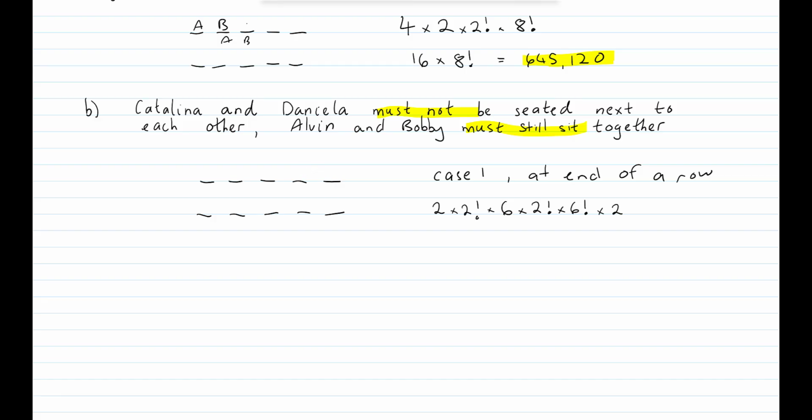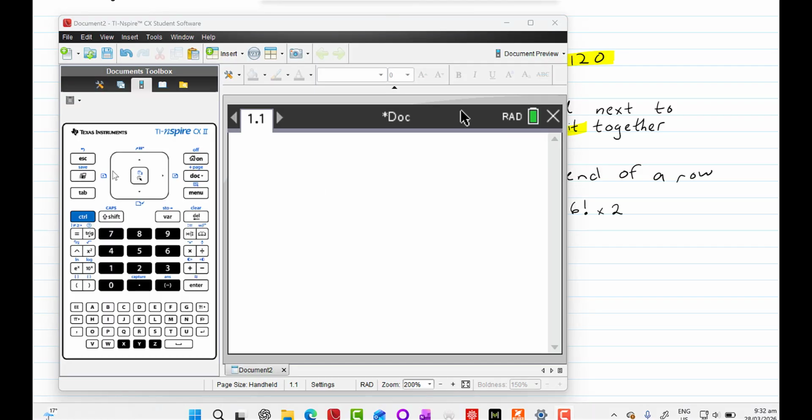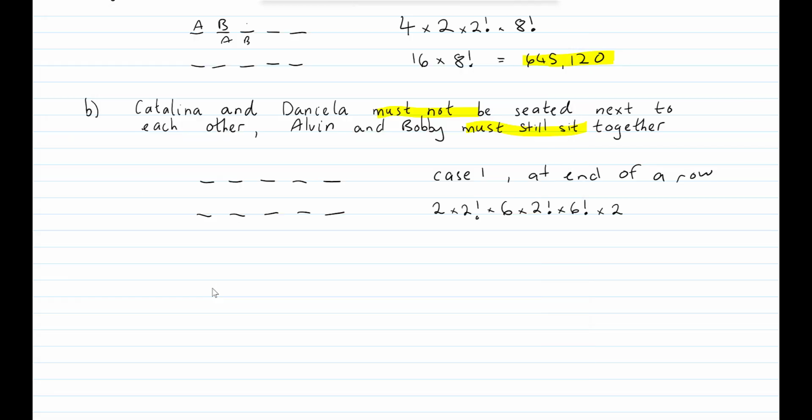Okay, and we can work that out on the calculator. So we'll get the calculator up. Okay, so we had 2 times, or 2 factorial, so that's just 2, and then times the 6, and then times 2 factorial, which is also just 2, and then times 6 factorial, and then times 2 again. We get 69,120. So that'll equal. Okay, so that's case 1, if A and B were at the ends of a row.